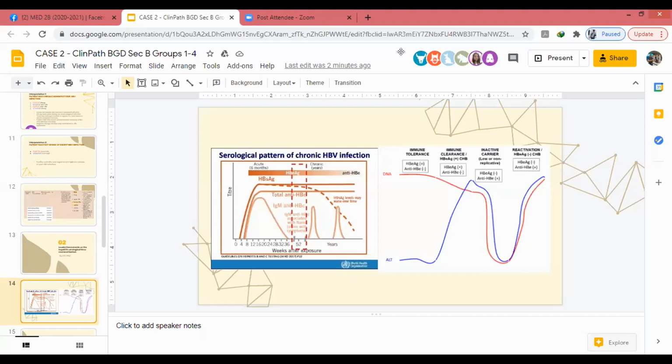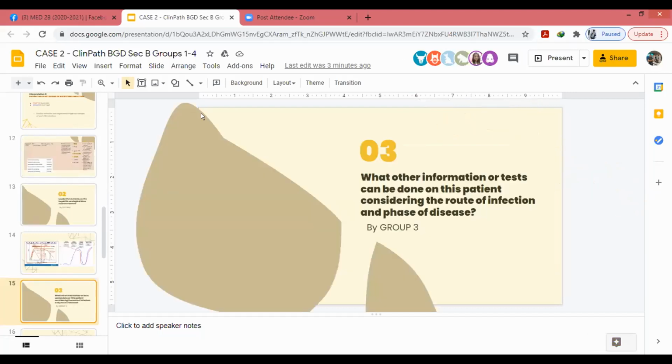Okay, Doc. So I'm just trying to simplify things as positive and negative, but in actuality you still have the antibodies and antigen, but when they meet in equal amounts, they will cancel out. Okay, thank you, group 2. Okay, next question.